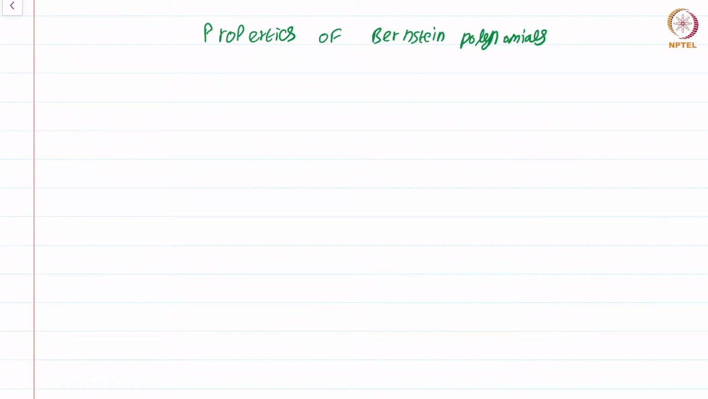The purpose of this short module is to prove a lemma that captures all the basic properties of Bernstein polynomials that will be required in the proof of the Weierstrass approximation theorem. So let me just state the lemma.